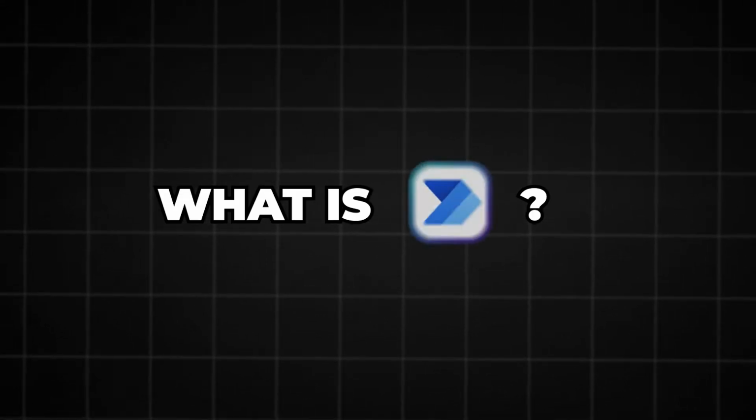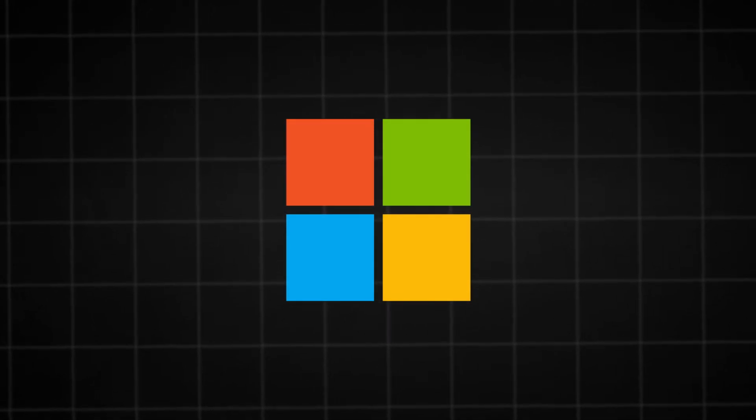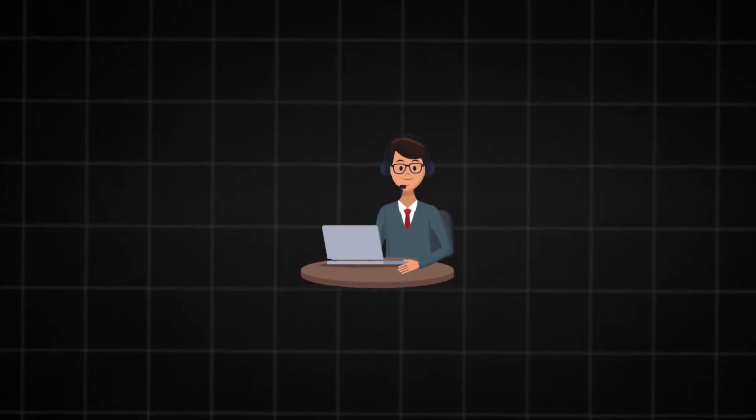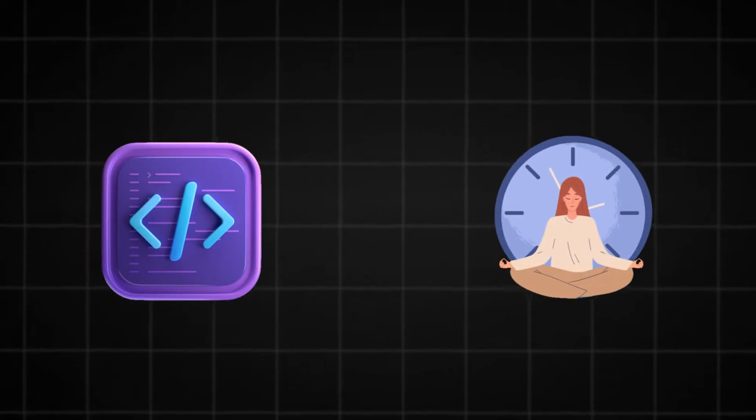What is Power Automate? So Power Automate is a tool by Microsoft that helps you automate repetitive tasks both on your PC and online. It's like having a personal assistant that handles daily boring stuff without coding, so you can focus on what really matters.